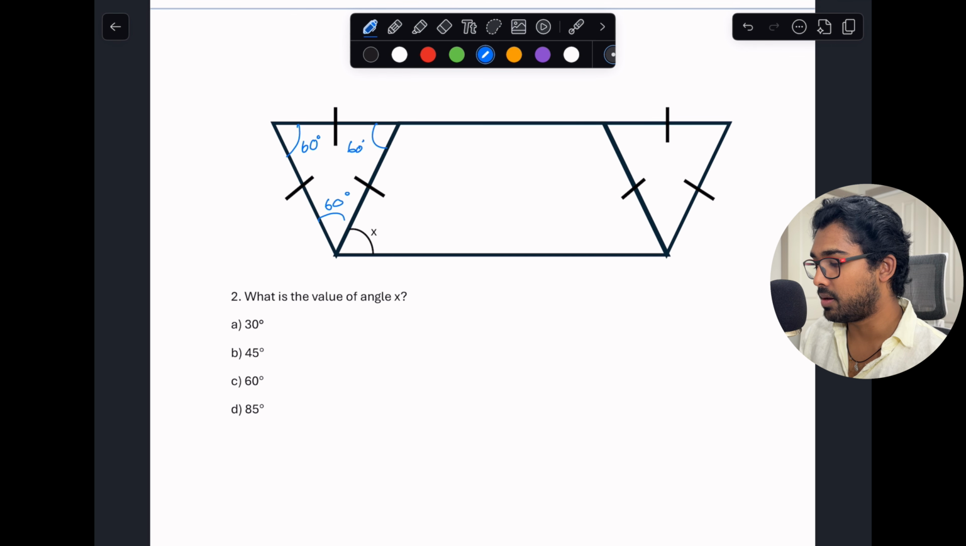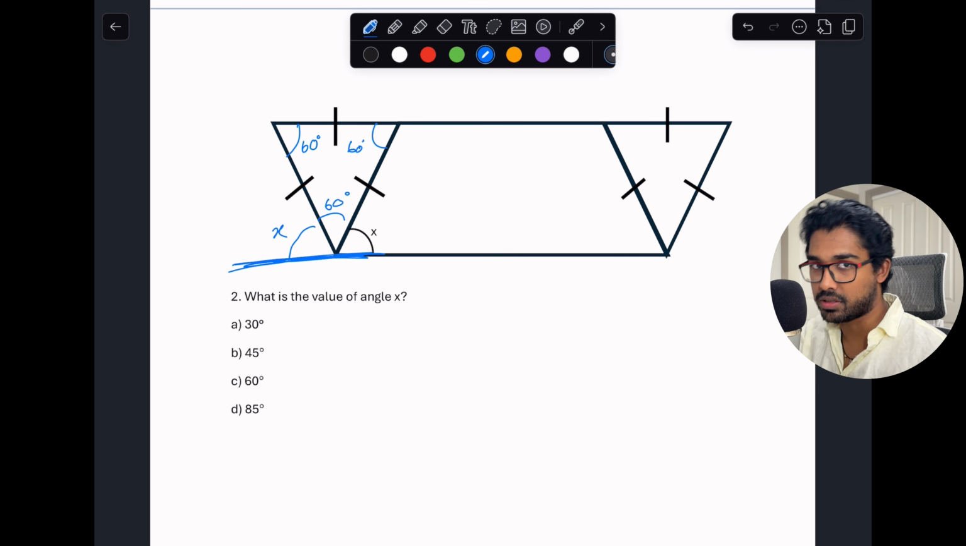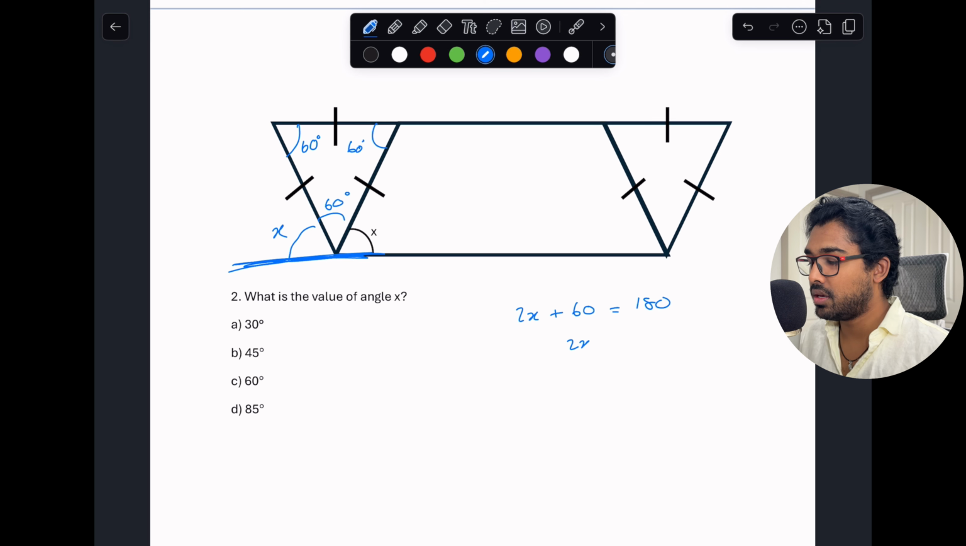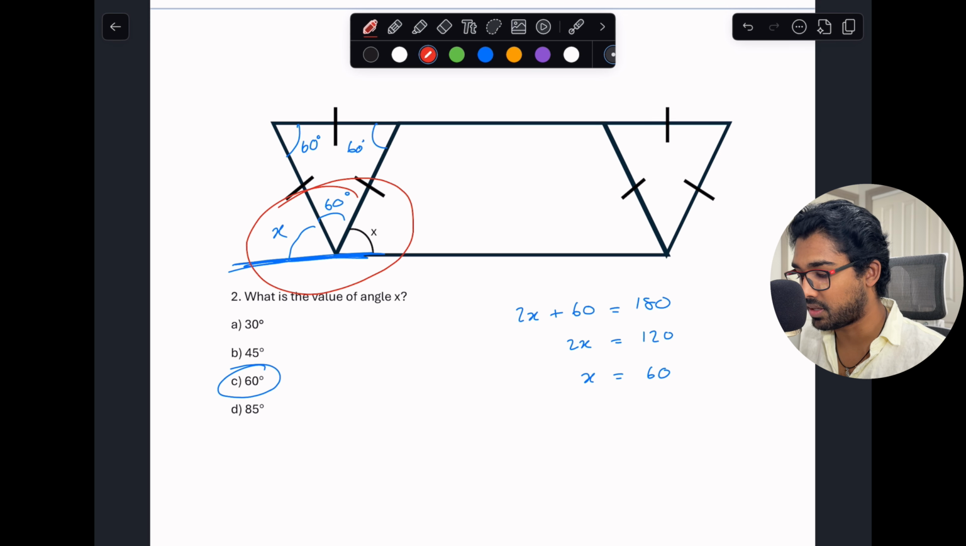Then what you can recognize is that this is just a flat line. And this angle, based off of symmetry on a trapezium and this triangle here, has to be identical to my angle x. So you end up getting 2x plus 60 degrees is equal to a flat line, 180. Solve for x, you get x is equal to 60. So that's the quickest way to go about doing this. You can probably do this in your head as well if you see this.